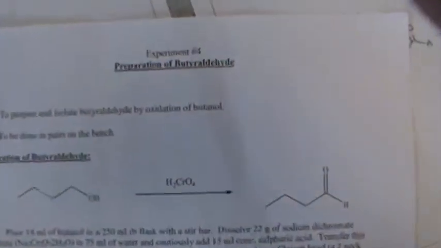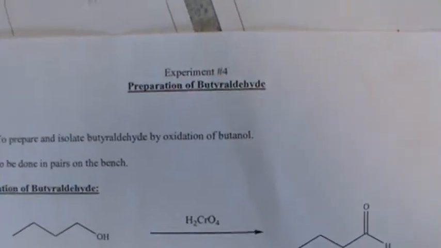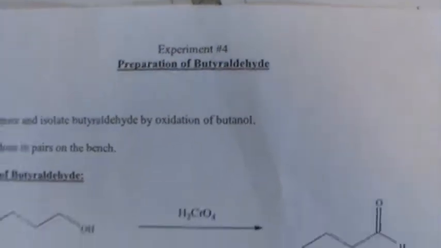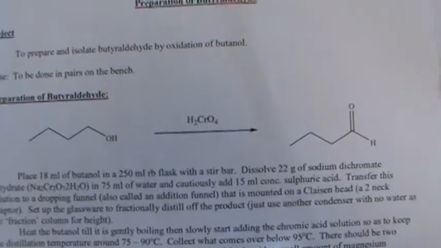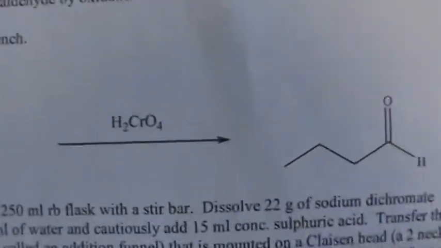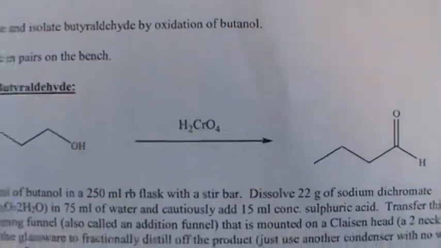So we've got experiment 4. This is year 2015, who knows if the number changes in the future. But we're definitely doing this particular reaction where we're oxidizing butanol to butanal, and that is the agent that we're supposed to be using. So let's start with our IRs and NMRs.